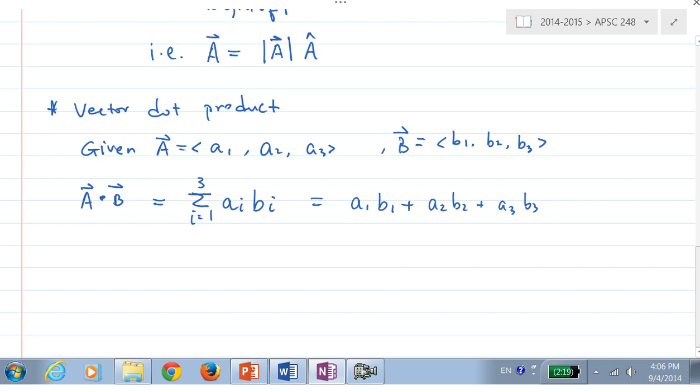A very simple application of dot product here is this. Let's say you want to know what is the length of the vector, right? Look at that. If you do a dot product of itself, what do you get? You basically get A1 squared plus A2 squared plus A3 squared, right? So if I take a square root of this, what do I get? I get the length, right?